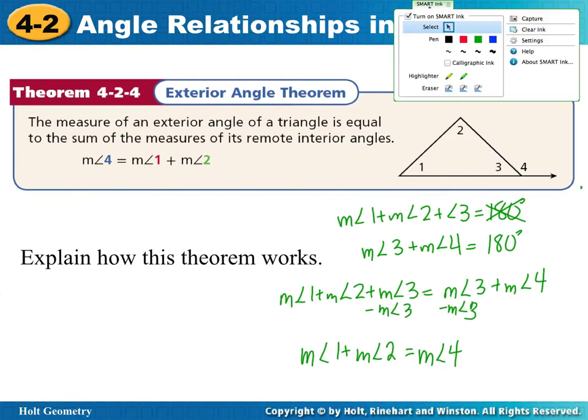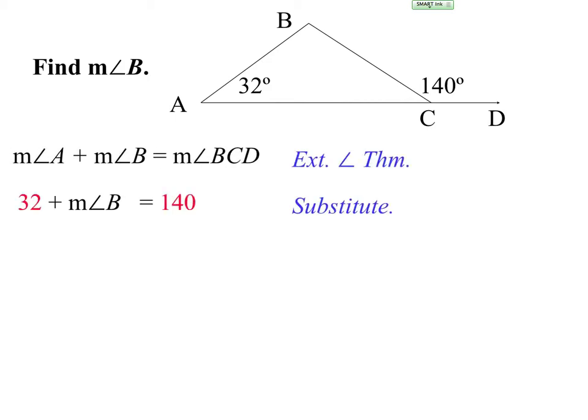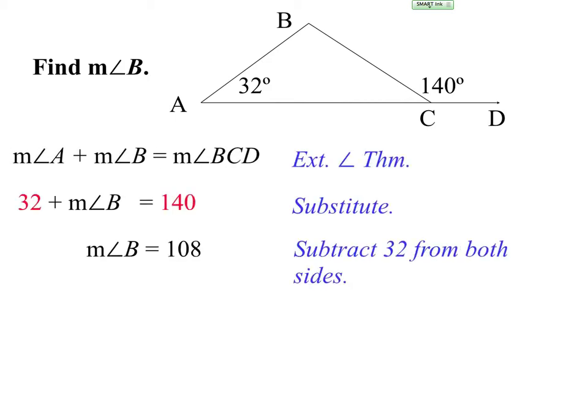Let's see if you can use it. Can you find measure of angle B? The exterior angle is the sum of, so we subtract, angle B is 108. Okay. Exterior angle theorem was used.